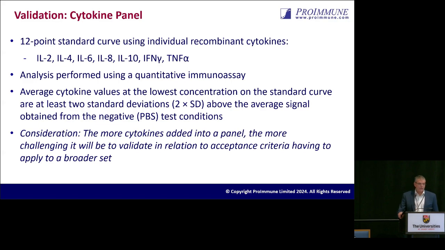And the average cytokine values at the lowest concentration on the standard curve are at least 2 standard deviations above the average signal obtained from our negative PBS incubated test conditions. One thing to bear in mind if you're validating these types of assays is that the wider the panel of cytokines, the more challenging it is, because you're going to have acceptance criteria that need to be applied to every single cytokine, and the broader the set, the more challenging it is going to be to pass your acceptance criteria. So the number of donors that you're going to need to recruit for these kinds of studies is going to increase quite considerably.